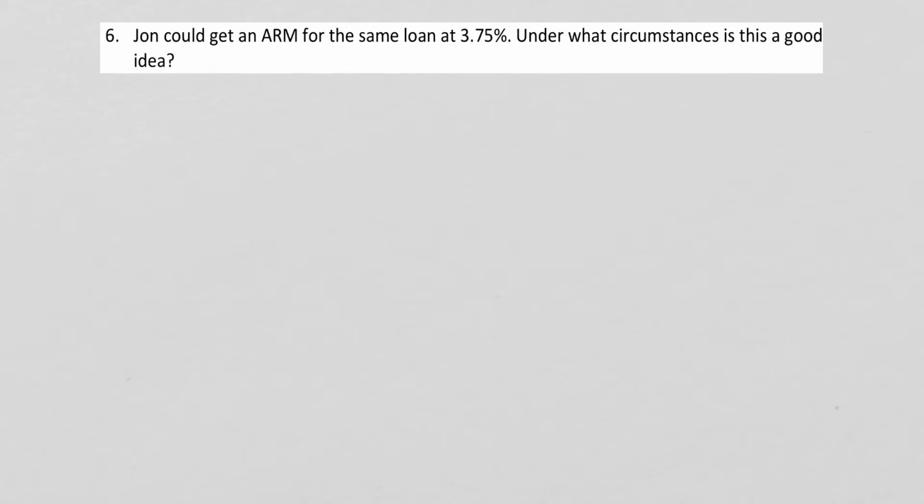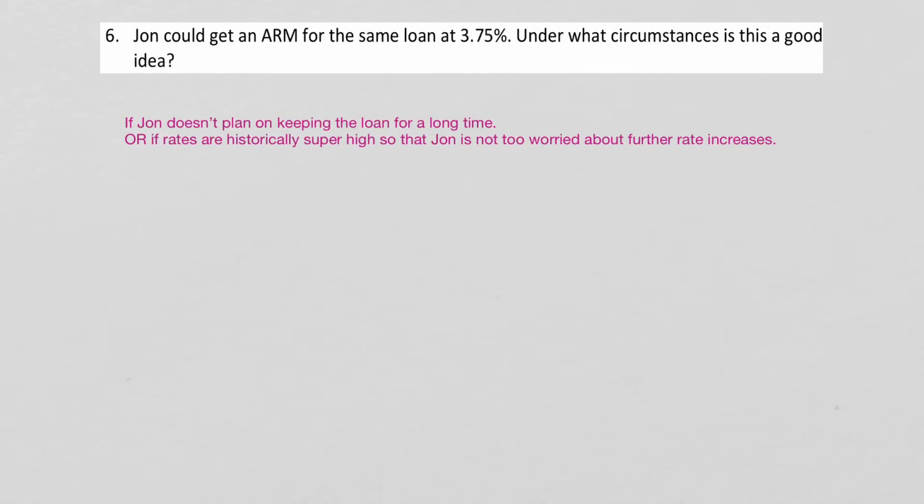Under what circumstances is this a good idea? An ARM is typically a terrible idea when interest rates are low, because if interest rates go up, your payment's going to go up. And an affordable payment can quickly become unaffordable if the rates go up too high. So when is this a good idea? Really only if I don't plan on keeping the loan for a long time. Okay, so if John doesn't plan on keeping the loan for a long time, or if rates are historically super high so that John's not too worried about further rate increases. Although you can never know for sure.